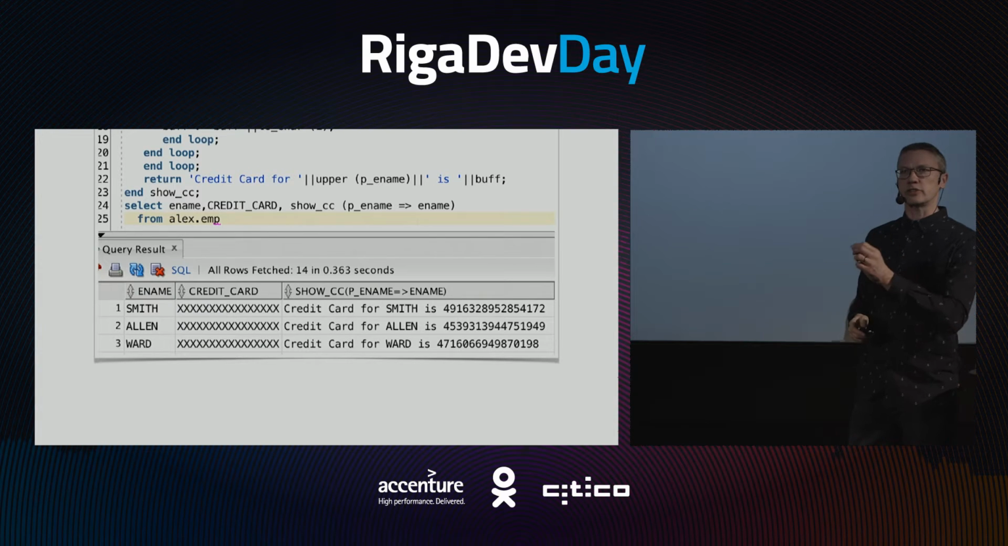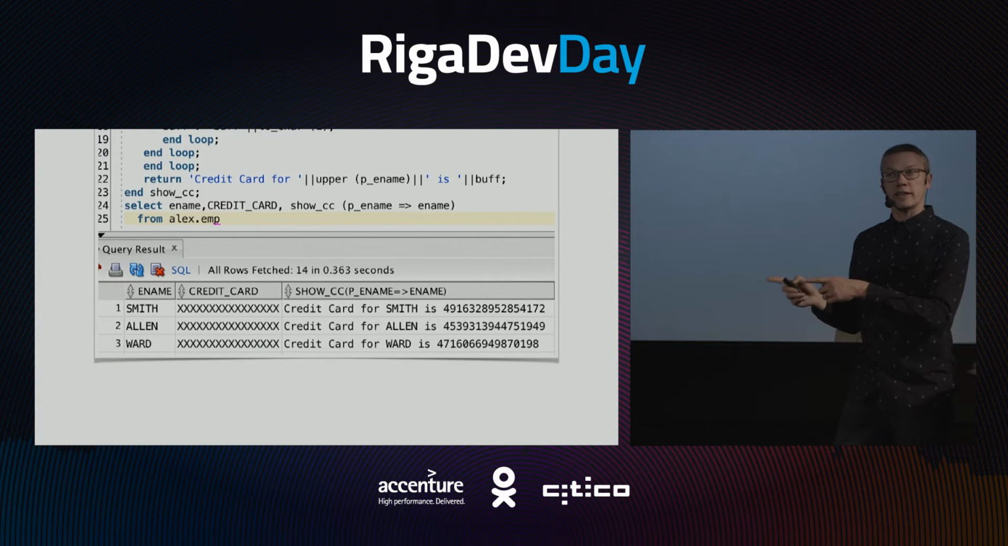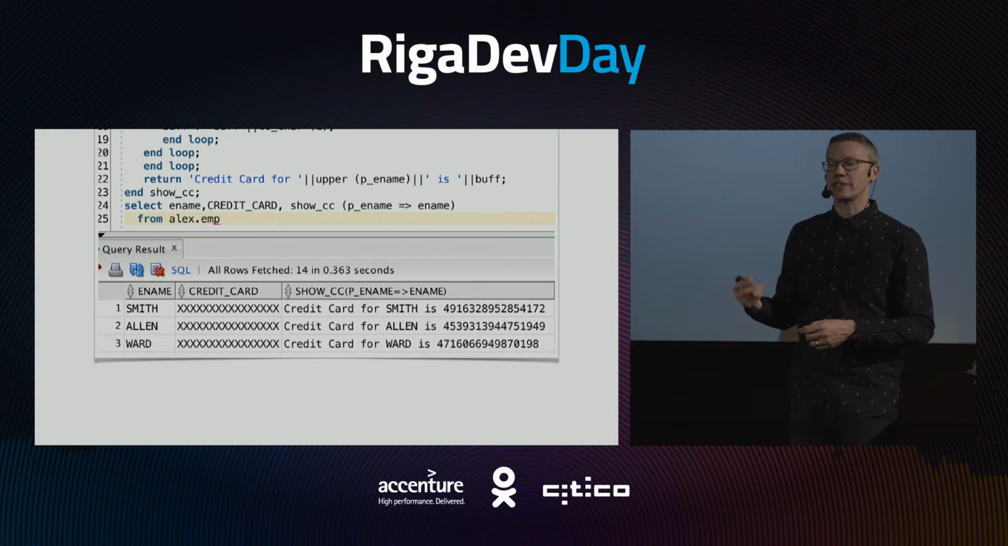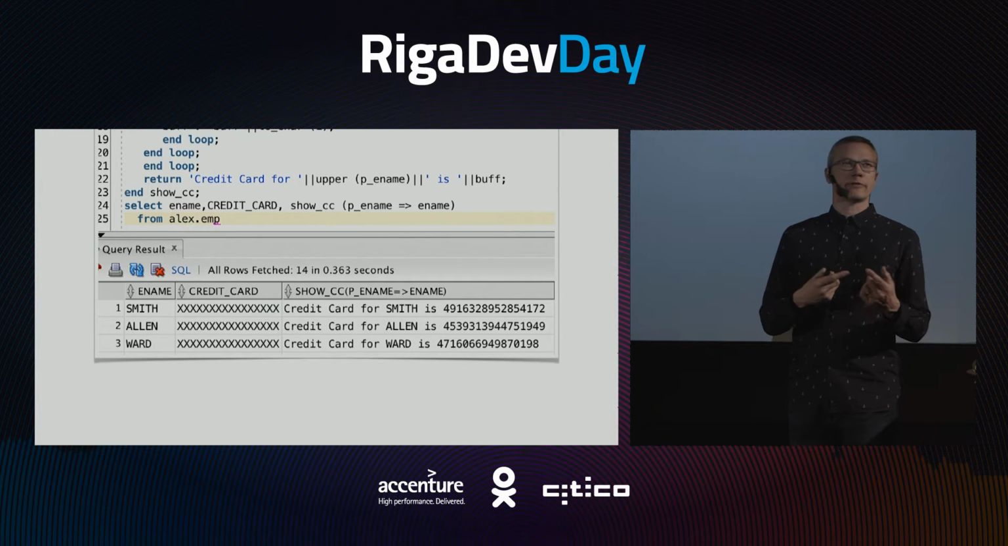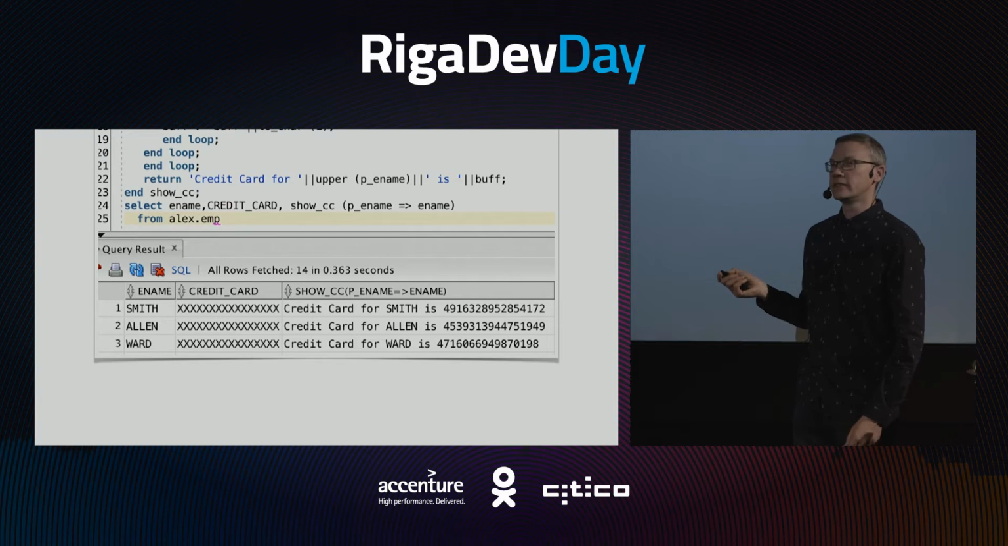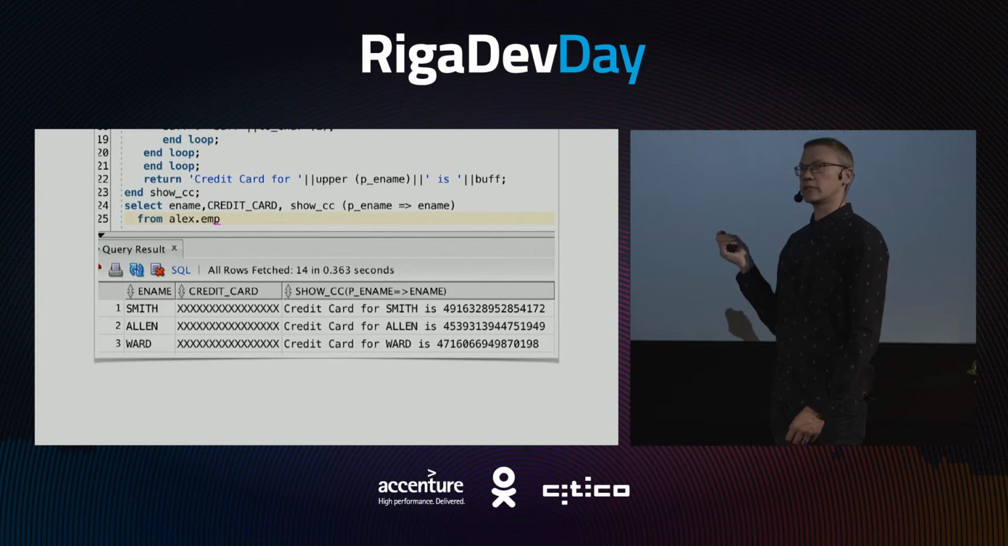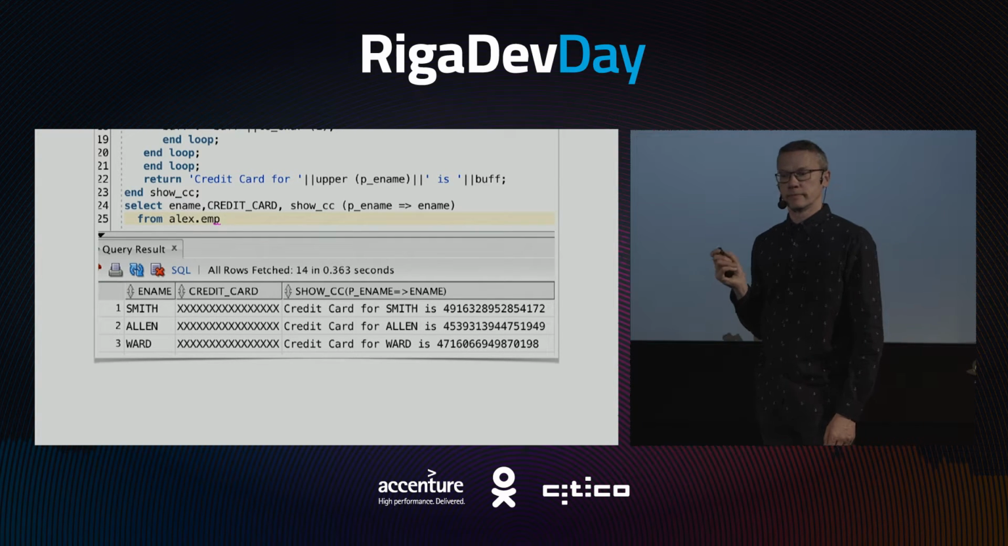You might say, well, that's a security hole. On the other side, I asked the people who created this functionality, and they said, if you give someone access to your database who can write this stuff, you have a much bigger problem than just your credit card information.